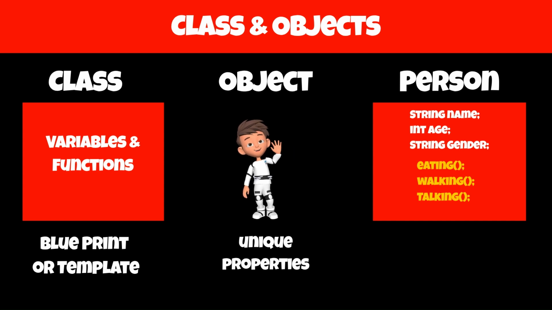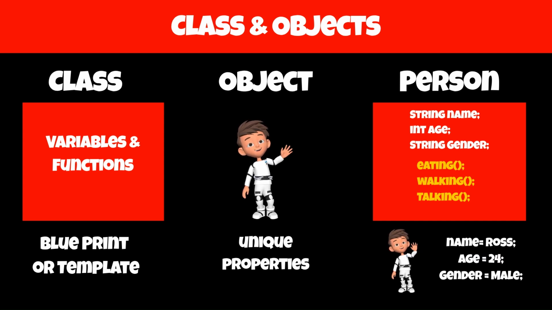A class is just a structure or blueprint, but an object is an actual entity that is built from a class which will have actual values of the variables of the class. An object of the person class can be Ross, who is an actual human being which has a name, age and gender.